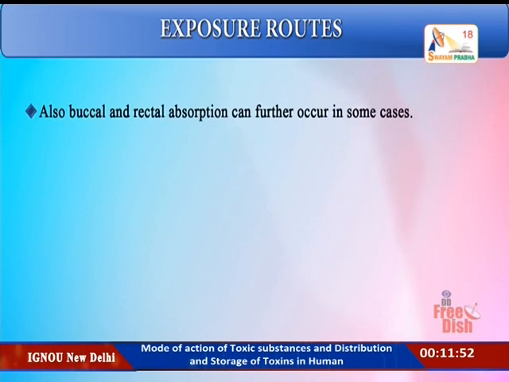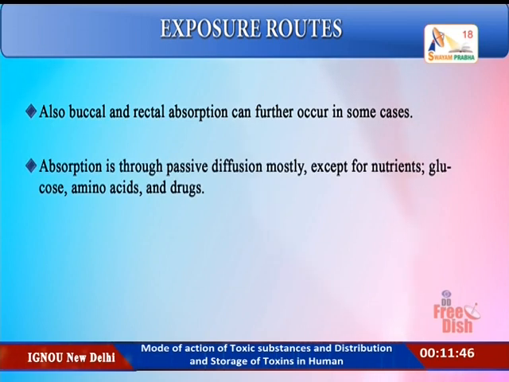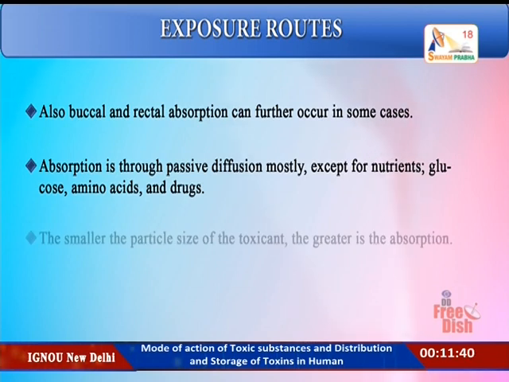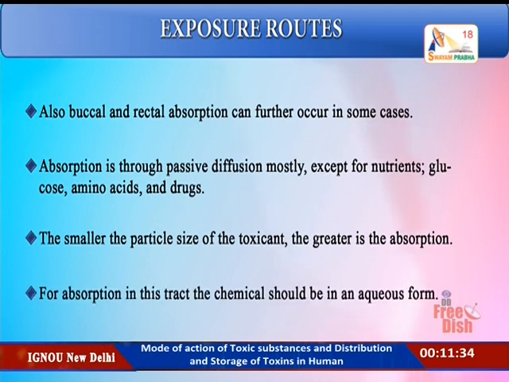Also buccal and rectal absorption can further occur in some cases. Absorption is through passive diffusion mostly, except for some nutrients, glucose, amino acids, and also certain drugs. The smaller the particle size of the toxicant, the greater is the absorption. For absorption in this tract, the chemical or toxicant should be in an aqueous form so that it can easily get into the system.